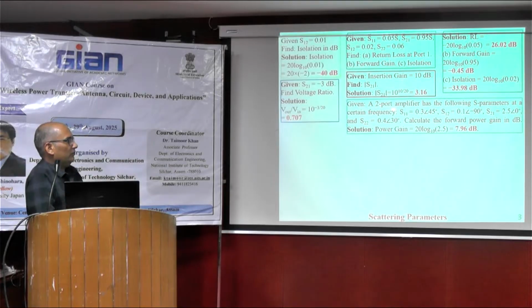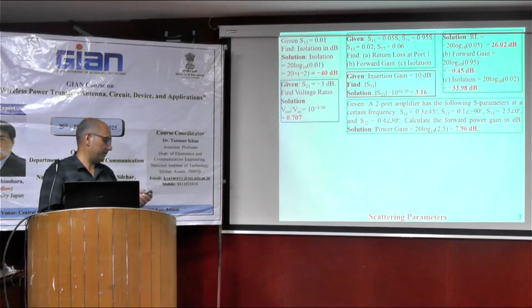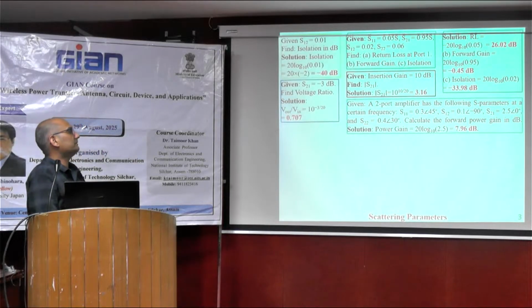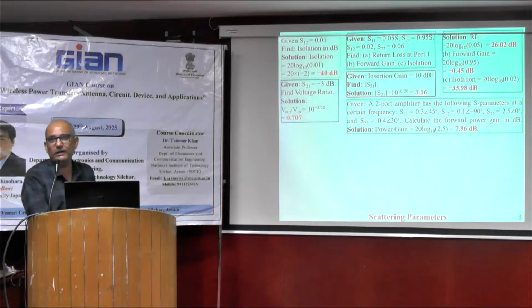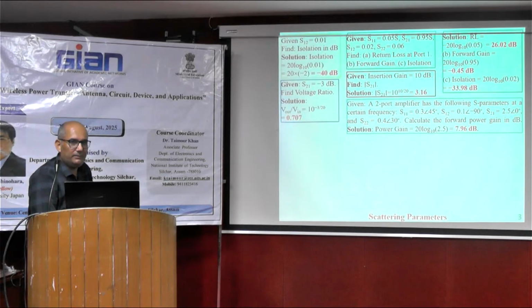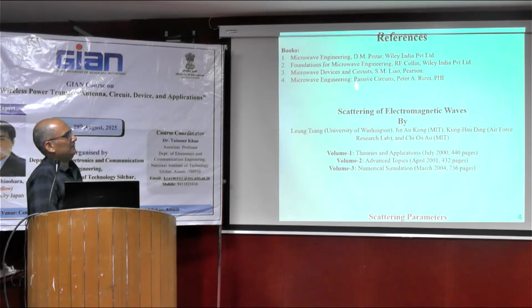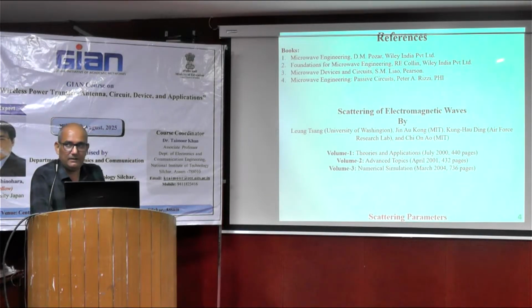Then another, a 2-port amplifier has the following S parameters at certain frequencies. This is that power gain equal to 20 log base 10, then you can calculate it is 7.96 dB. That is ultimately a set of some numerical problems. Then the same things we can explore in antenna related problems, filters, then ultimately for other high frequency devices or circuits. Again the same reference we will use for this particular topic, that is scattering parameters, or simply S parameters.